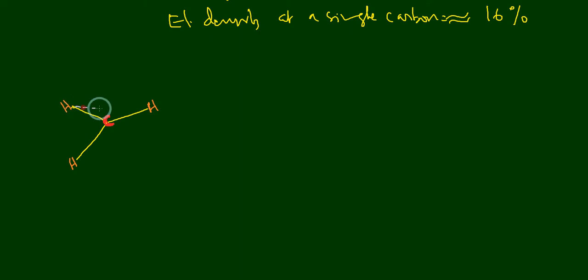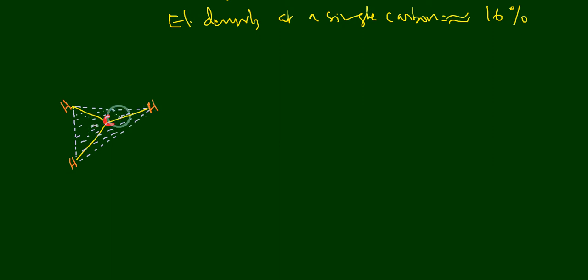So if you are making a triangle like this, we can make a triangle like this, and the carbon will also be lying on this triangle. So this is planar. It's a single plane.